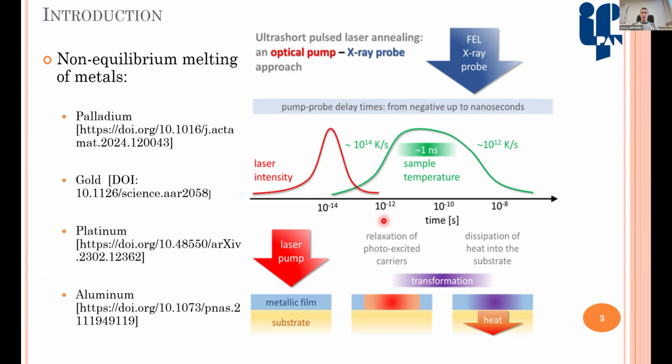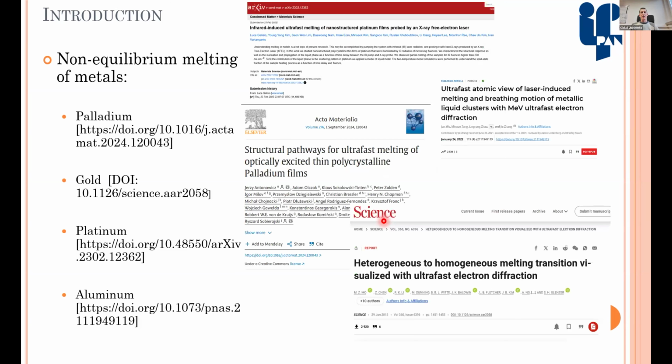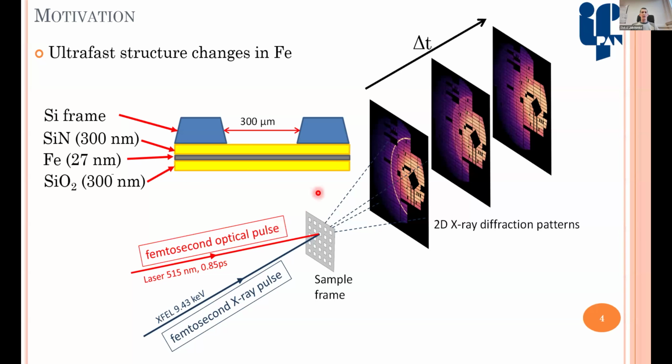For now, structure transformation in metals is a widely investigated subject. It addresses the question of how fast melting or structure transformation is. A good example is bismuth from the last talk. Other metals have been investigated already, and our investigation is connected with ultrafast structure changes in iron.